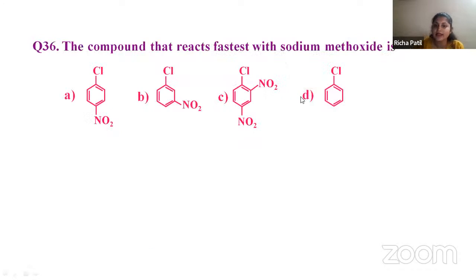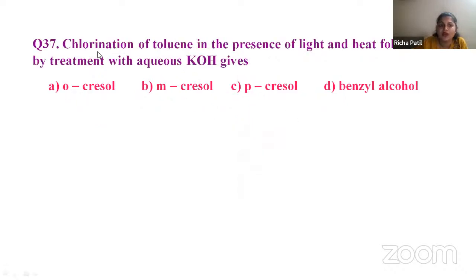So the correct answer is C. It is present at the ortho-para position with respect to the halogen group, so the reaction rate will be fastest in C. So C is the correct answer. Good. Chlorination of toluene in the presence of light and heat, followed by treatment with aqueous KOH, gives what?